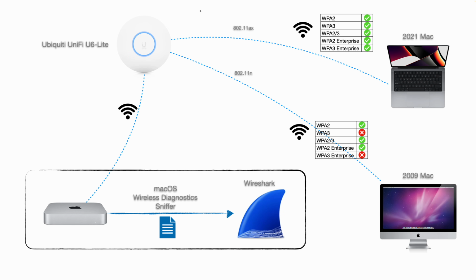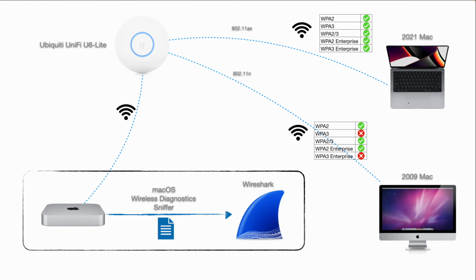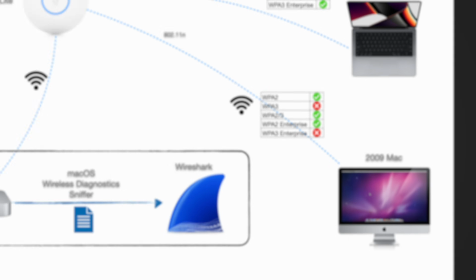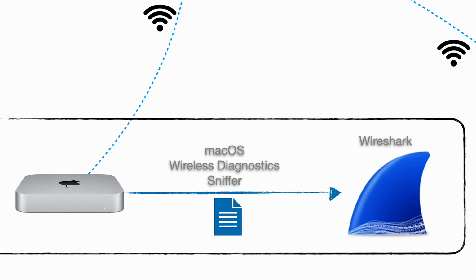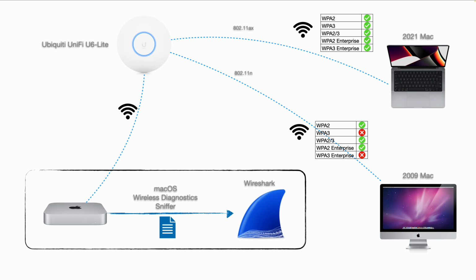I'm going to use two different Wi-Fi clients, a pretty recent Mac machine. It does support both WPA2 and WPA3. The other one is a very old Mac. It only supports WPA2. At the same time, I use another Mac machine to capture the Wi-Fi packets. Later, we'll display the captured packets in Wireshark. Let's see what's the difference among different Wi-Fi settings.